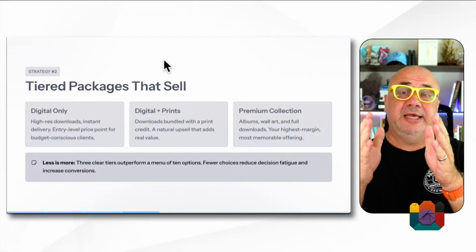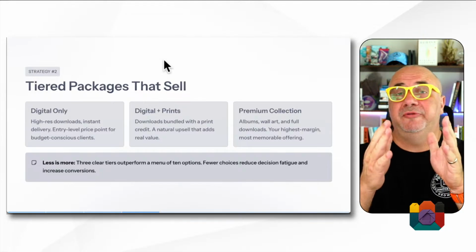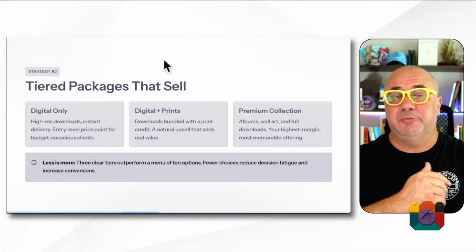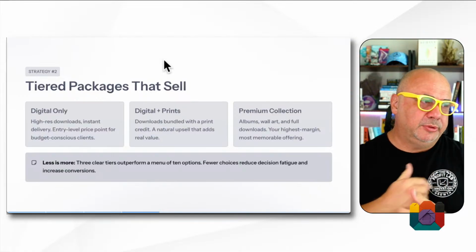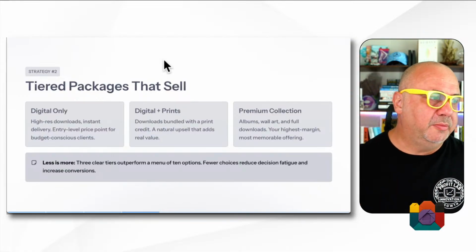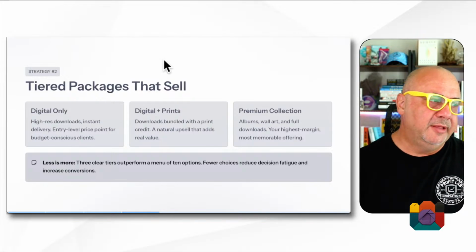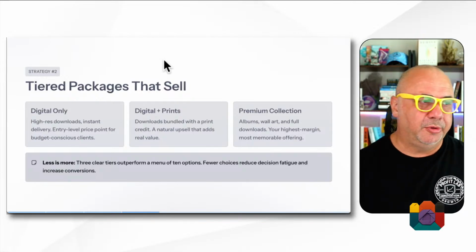So part of the package is, let's say, 10 or 15 files or 20 files and some prints, right? That's part of the package. So downloads bundled with a print credit, a natural upsell that adds real value. Obviously, you make more money.